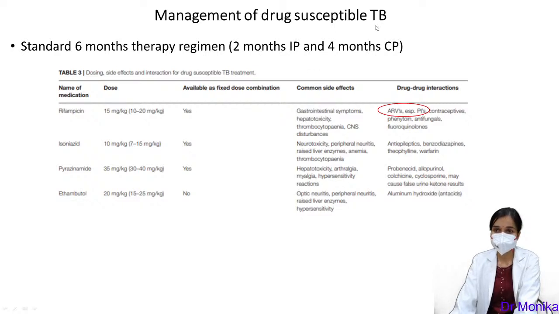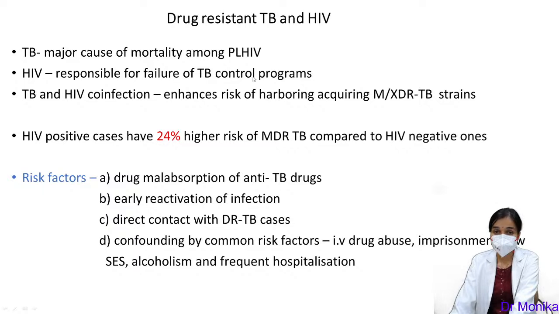In case of drug susceptible TB, the standard 6-month regimen is followed, with 2 months of intensive phase and 4 months of continuation phase. The most common drug interaction is between rifampicin and the ARVs, especially the protease inhibitors. In case of drug resistant TB, since TB is a major cause of mortality, drug resistance causes an increase in the failure rate of TB treatment.